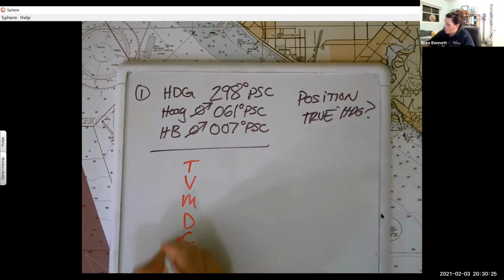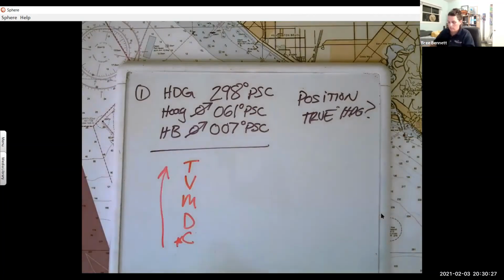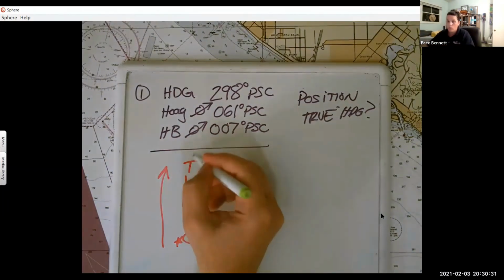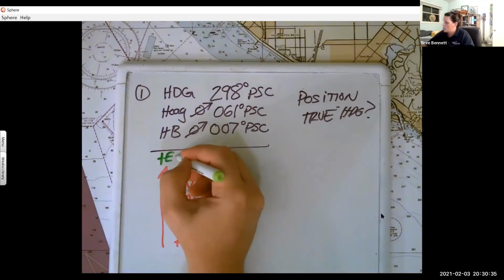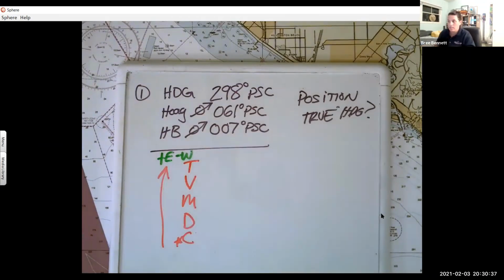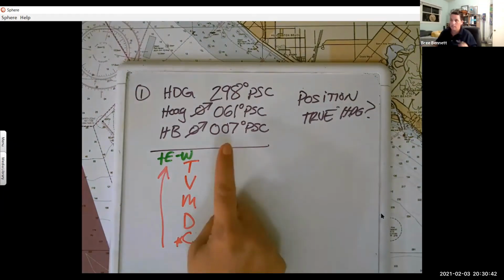So I'm working my way to true. So my rules are going to be adding east, subtracting west, because I'm going from C to T.